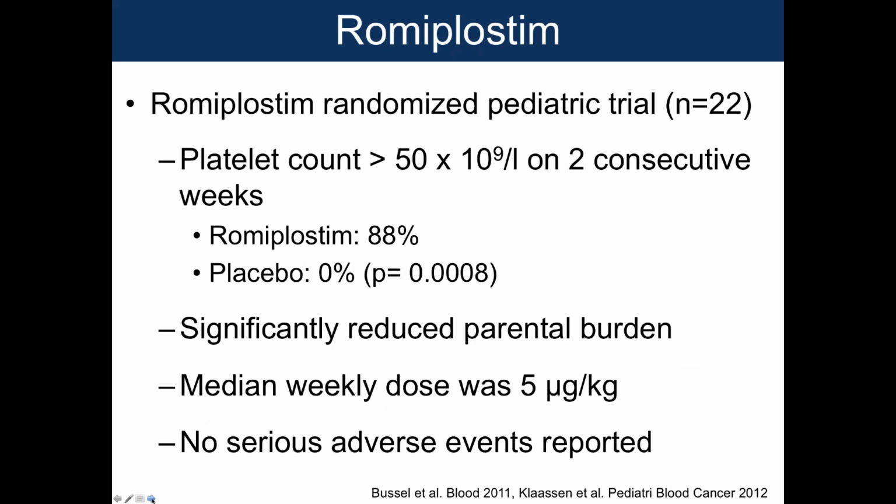So romiplostim has been studied in one randomized pediatric prospective trial of 22 patients. A platelet count greater than 50,000 on 2 consecutive weeks was used as the primary outcome, and this was seen in 88% of patients in the romiplostim group and 0 in the placebo group. It was also shown using a quality of life measure to significantly reduce parental burden.